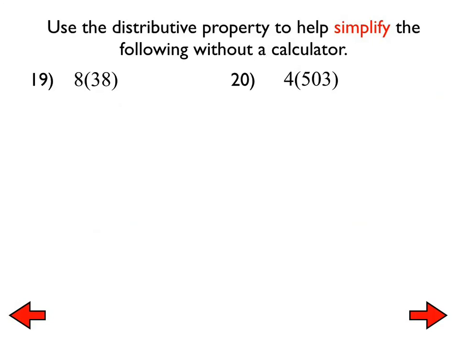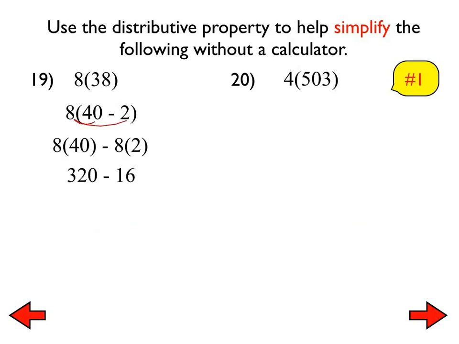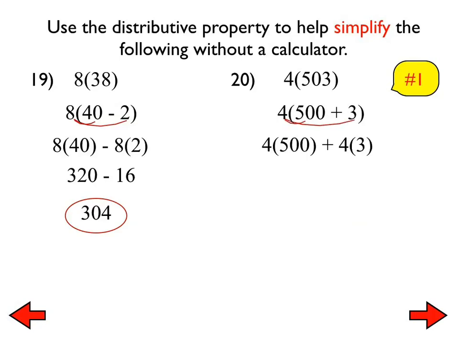All right, let's bring it back up here. When I walked around, I saw most of you do 80 times the quantity 40 minus 2. Some of you did 8 times the quantity 30 plus 8. It does not matter. You should still end up with the same product, which is 304. And the majority of you in number 20 used 4 times the quantity of 500 plus 3, so that would be 2,000 plus 12. Don't forget to multiply the 4 by the 3 also, and that would be 2,012.